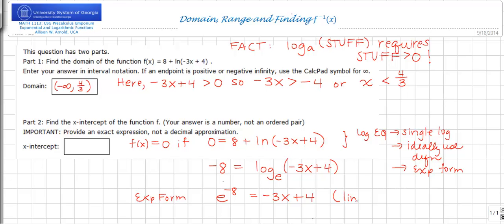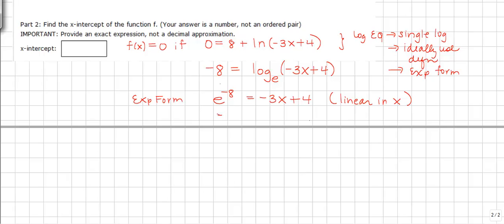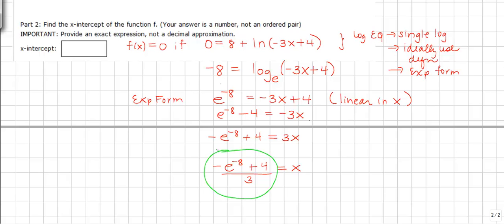This equation is linear in x. So we can isolate x. So we have the number e to the minus 8 minus 4 equals negative 3x, or minus e to the minus 8 plus 4 equals 3x, or minus e to the minus 8 plus 4 all divided by 3 equals x. Okay, and presumably this is the x-intercept, but you still need to check it all the way back in the original function.